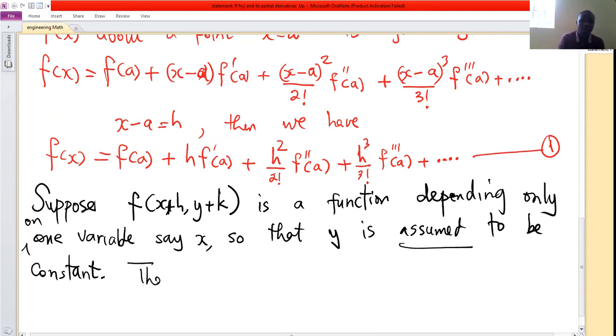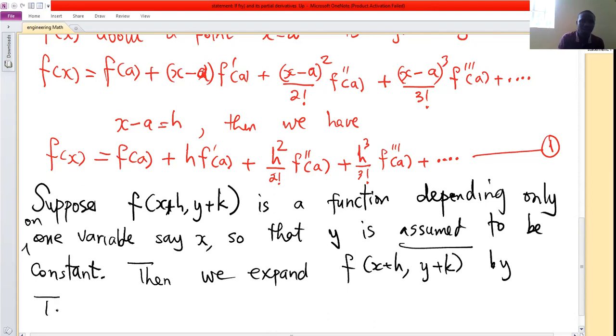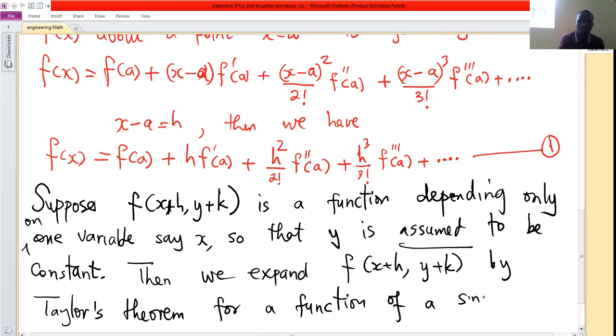So then we expand f of x plus h, comma y plus k by Taylor's theorem for function of a single variable. So in this case, because we are saying that we are taking the variable to be x, so y is assumed to be constant.